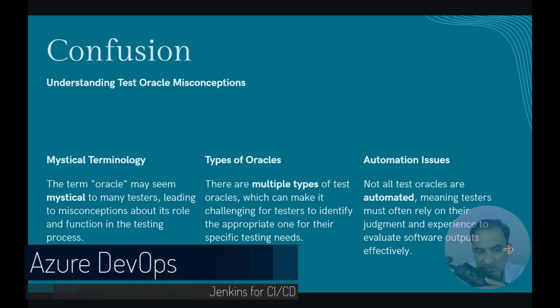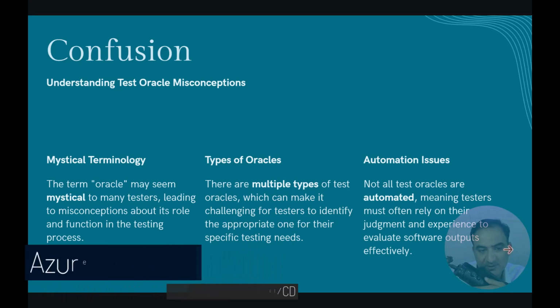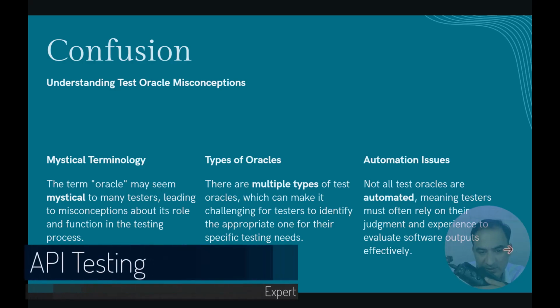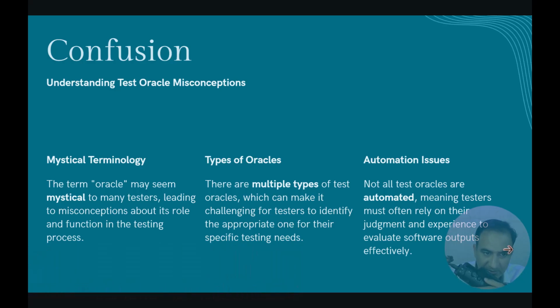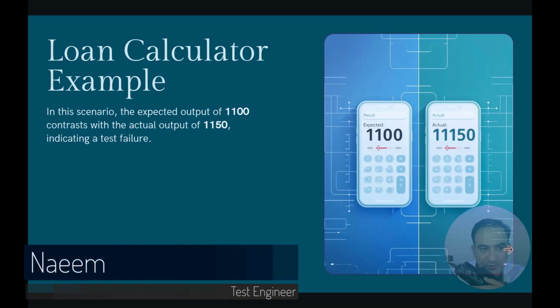Test oracles are not just automated scripts. Even written documentation or customer feedback can act as an oracle. Sometimes there is no oracle that covers every scenario, meaning some errors slip through undetected even though you have an oracle in place. As a concrete example, suppose you are testing a loan calculator.